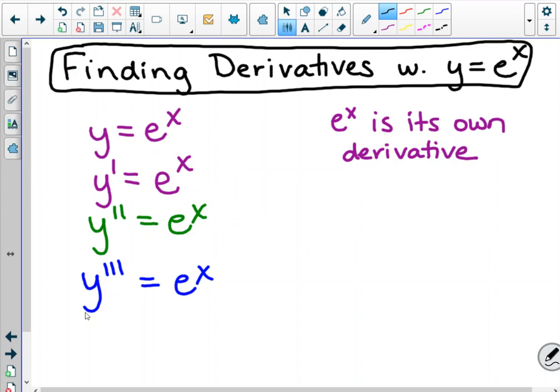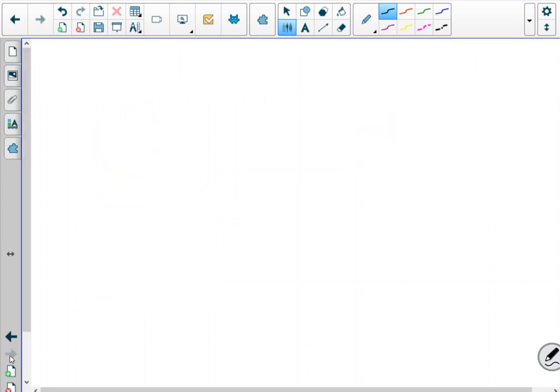Okay. Now let's look at other combinations. Because you know, our functions are not going to be just e to the x. We're going to have constants and other things and numbers up with the x and other pieces. So let's look at what happens when we start putting additional stuff. Let's say I have 5 times e to the x, and I want to write the derivative.